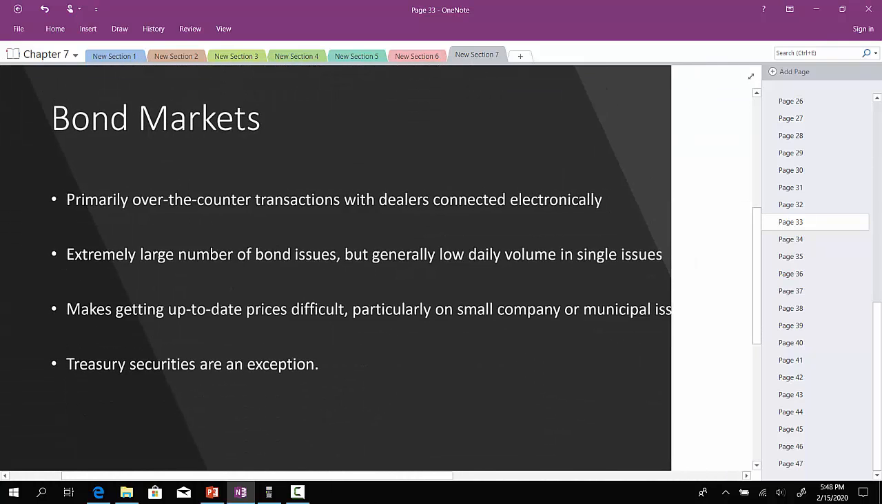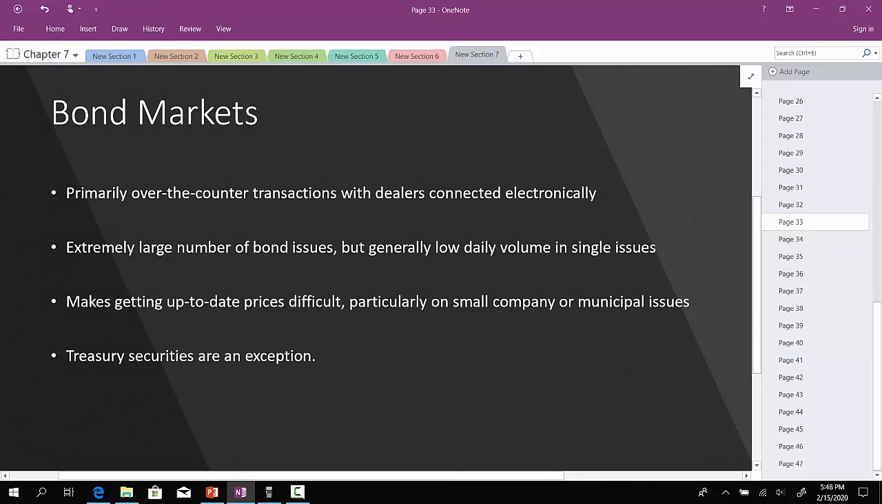Again, the bond market is primarily sold through what we call over-the-counter transaction markets and telecommunication networks. That's not necessarily important, but I would note that there is an extremely large number of bond issues, but not a whole lot of trading takes place on a daily basis for bonds. They don't trade as frequently as stocks do. Because of this, it's very difficult to get good price transparency. You may not be getting up-to-date prices, especially for small companies that issue bonds as well as municipal bonds. Treasuries are the exception. Treasury bonds are heavily invested. They are very liquid. There are huge daily trading volumes, and because of that, you are getting accurate prices.